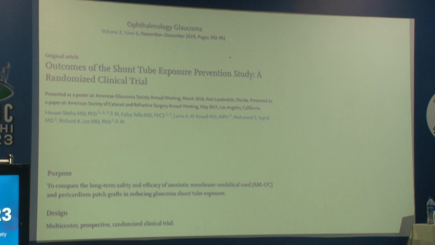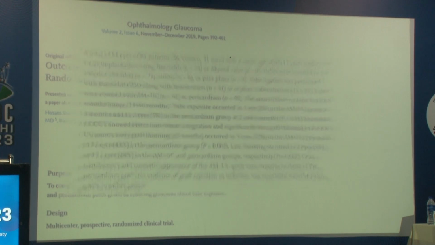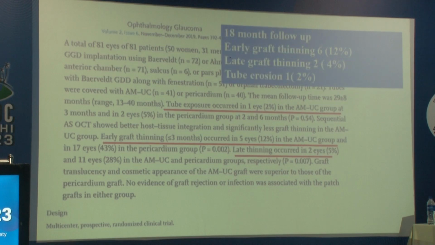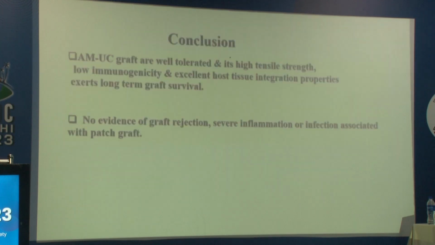So this is another study that was published in Ophthalmology Glaucoma 2019, and the purpose of the study was to compare the long-term safety and efficacy of the amniotic membrane umbilical cord and the pericardium patch graft in reducing glaucoma shunt tube exposure. The conclusion of this study is that tube exposure occurred in 2% in the AMUC group, and the incidence of early graft thinning was only 12%, late graft thinning 5%. In my study, at 18-month follow-up, early graft thinning was 12%, late graft thinning 4%, and tube erosion 2%.